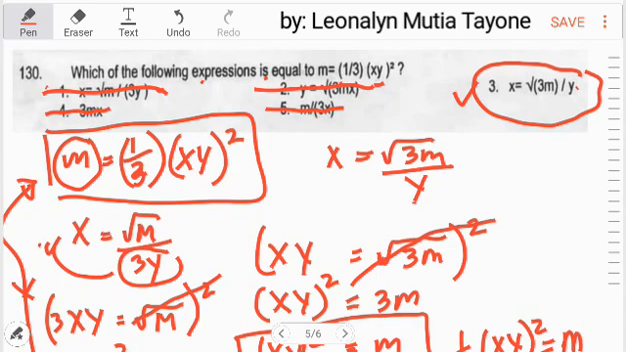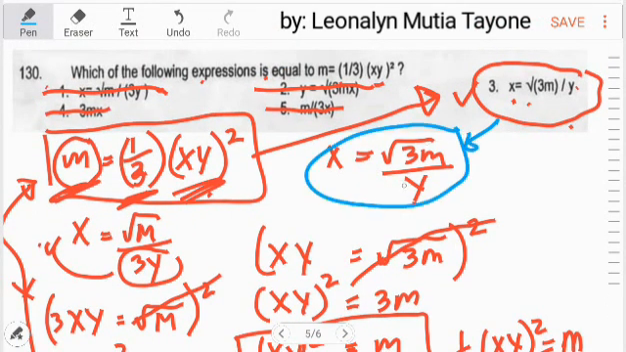Which of the following expression is equals to m equals 1/3 times xy squared? The answer here is x is equals to square root of 3m over y. Para sa nalilito, ang ginawa natin ay sinulat natin, di ba? So, si y, tinatransfer natin sa kabila. Since si y, pang-divide siya sa square root of 3m, kaya pang-multiply siya sa x. X, y. Tapos, ang natira na lang ay si 3m.